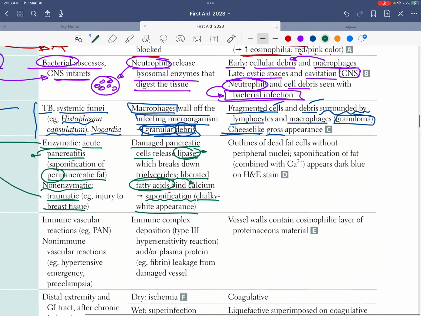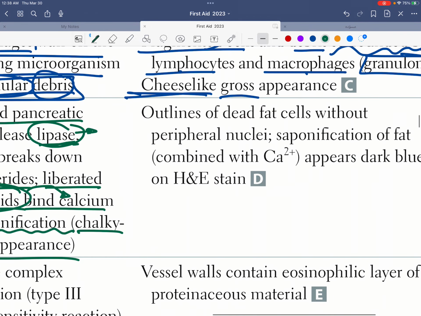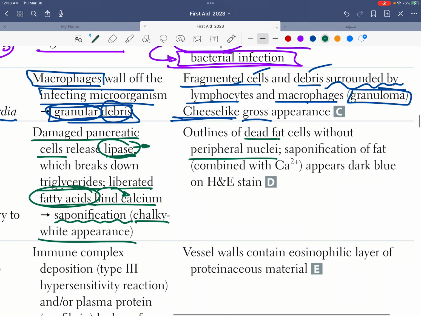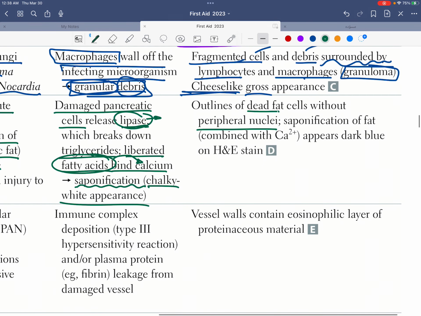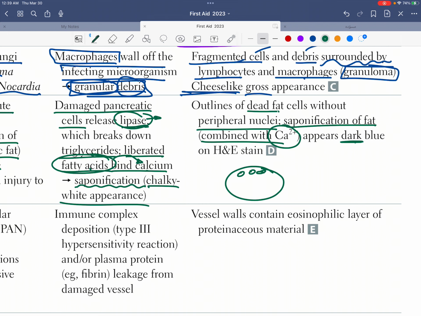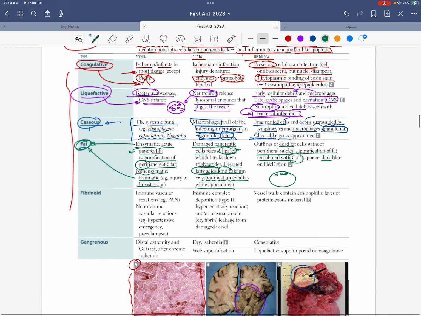In the histology, it outlines the dead fat cells without peripheral nuclei. So what we see is dead fatty cells, and these fatty cells usually don't have nuclei at the peripheries of the cells. That's how we know that they are fat cells. So saponification of fat combined with calcium, as we said that fatty acids bind calcium, it appears dark under blue stain. Okay, that's why.